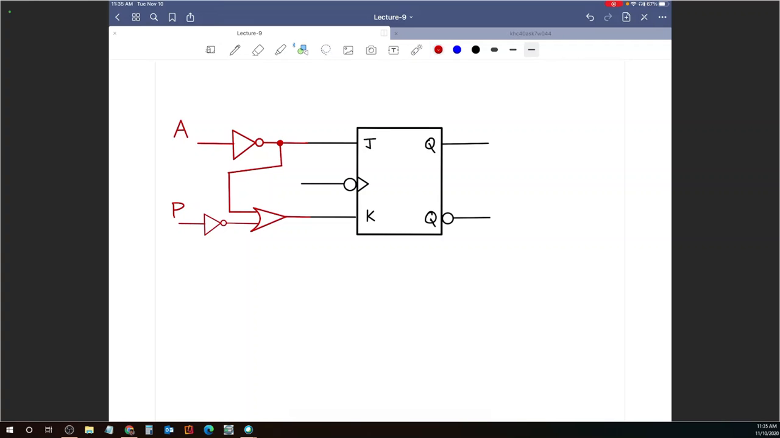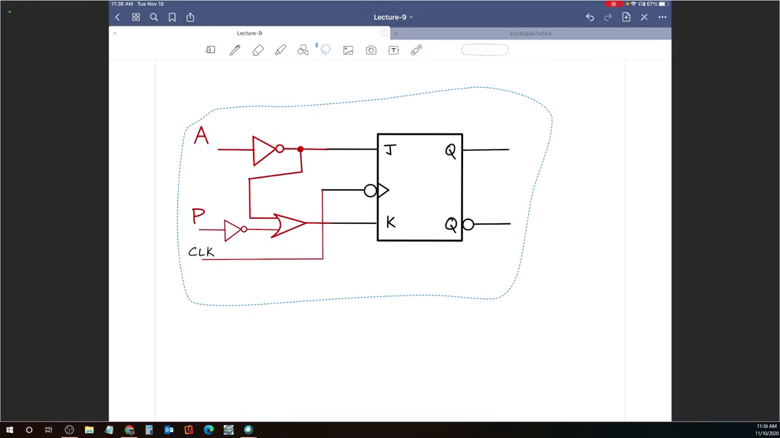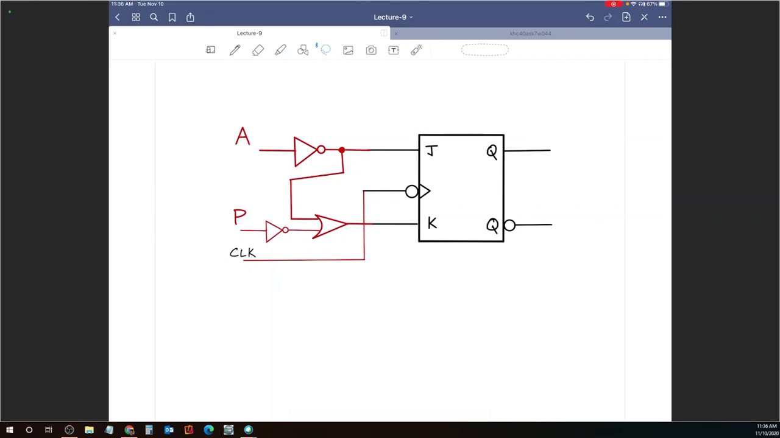All right, we don't get anything. Are we doing a negative edge triggered AP flip flop or positive edge triggered? All right. We are done with the design. So this is a negative edge triggered AP flip flop using a negative edge triggered JK flip flop.